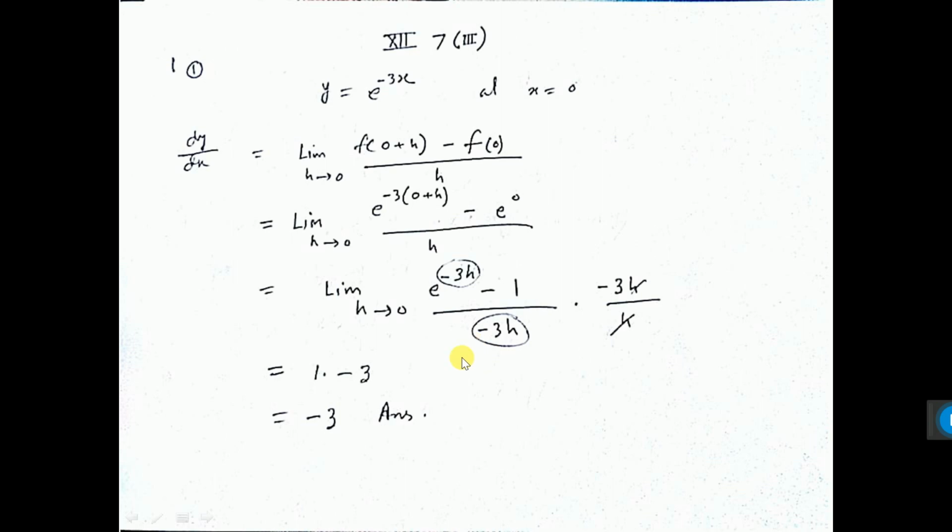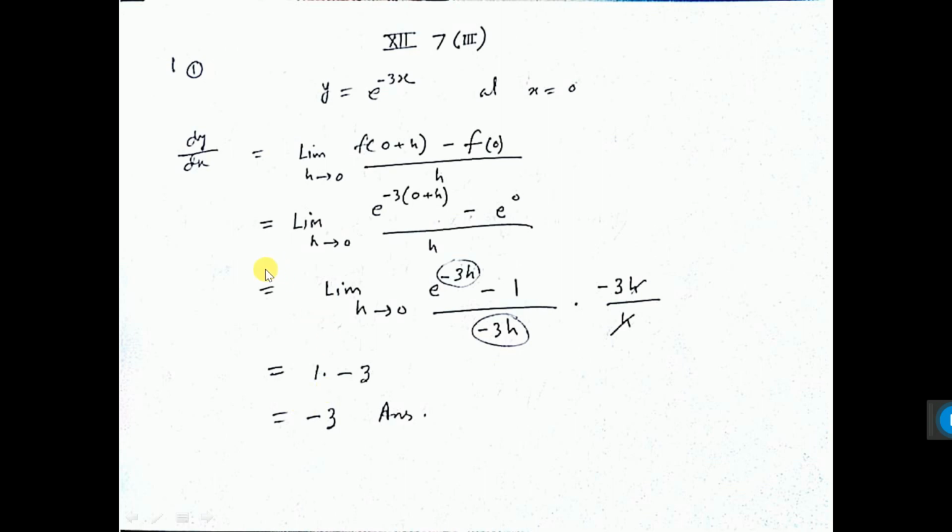And one formula of limit in class 11 you have learned: limit h tends to 0 of (e to the power x minus 1) divided by x is equal to 1. That's why I have written 1 here. So this is the formula. Actually you can consider, let 3x equal to y, then it will be limit y tends to 0 of (e to the power y minus 1) by y, because if h tends to 0, y also tends to 0, but you can keep it this way.